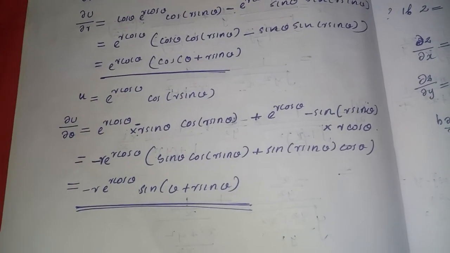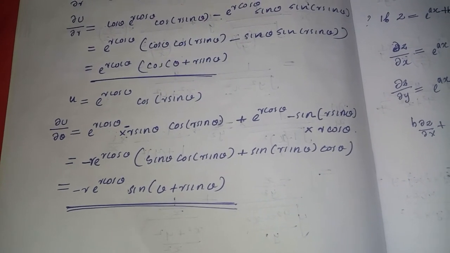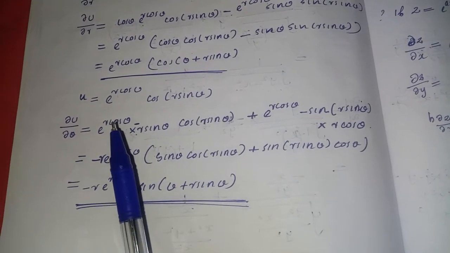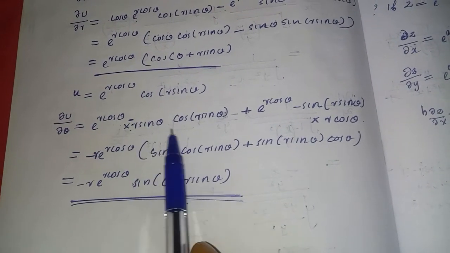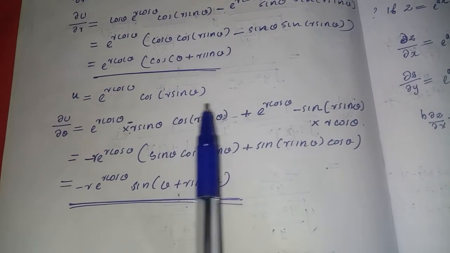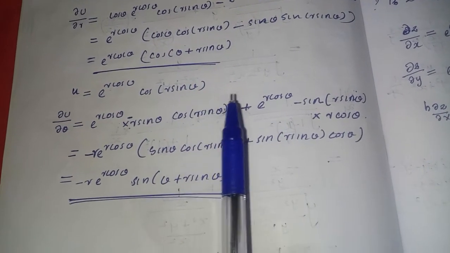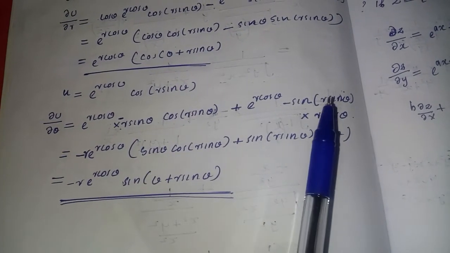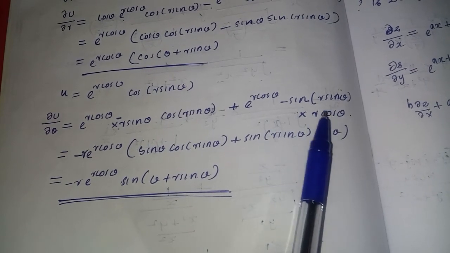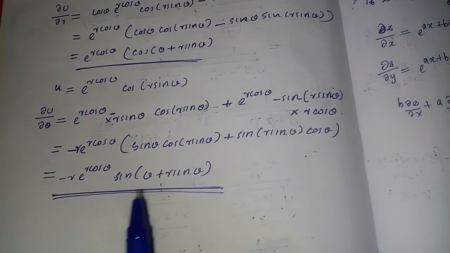Here also ∂u/∂θ, in which r is considered as a constant, and e raised to a function, only the derivative of the function, and the derivative of r cos θ, where θ is considered as a variable and r is considered as a constant, is minus r sin θ, and cos of r sin θ plus e raised to r cos θ times the derivative, that is minus sin of r sin θ. Here, in terms of sin θ there is r sin θ, and we have to find the derivative of sin θ, because θ is the variable, so r cos θ. After simplification we get like this.